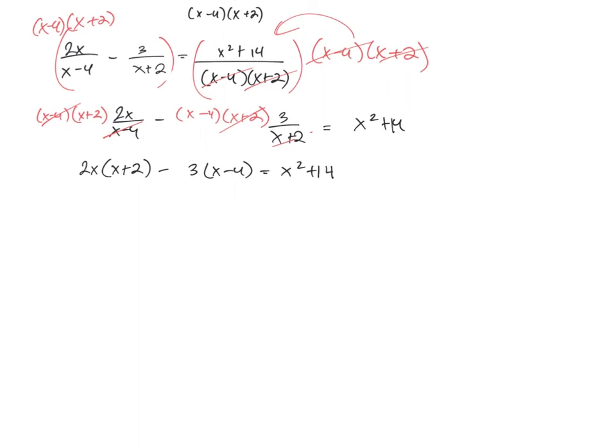Alright, so we have a quadratic equation. How do I know that? Because we have that x squared right there. Or you could see the x times the x, so we know we're going to get quadratic. So the plan normally for quadratics is to set equal to 0 and see if you can factor. That's the main plan. Okay, let's go ahead and do the distribution. All right, and then what do we get? We get 2x squared plus 4x minus 3x plus 12 equals x squared plus 14.